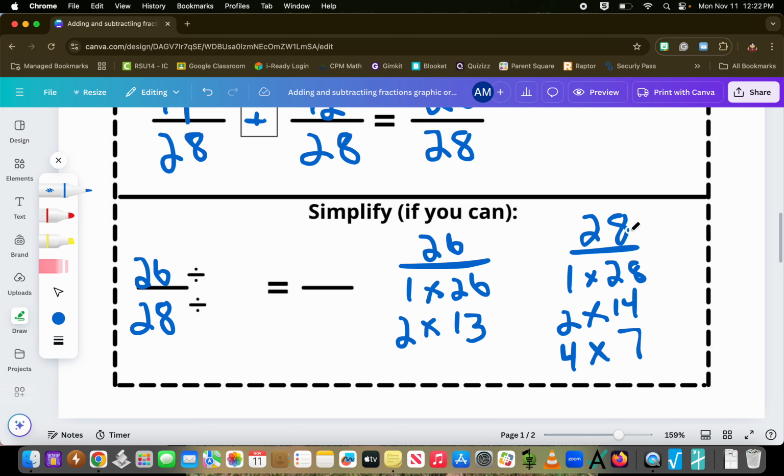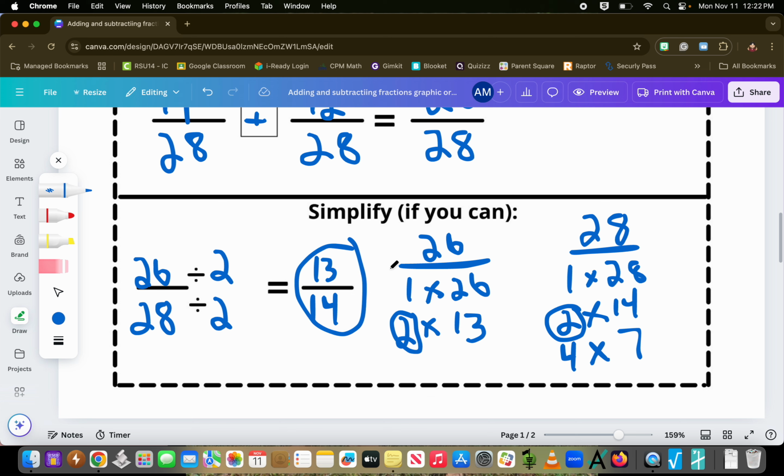So if I look at these two numbers, a common factor that they share is 2. So we're going to take each of these and divide it by 2 to get our lowest common fraction, or a fraction in lowest terms. So 26 divided by 2 is going to give me 13, and 28 divided by 2 is going to give me 14, and that is our final answer.